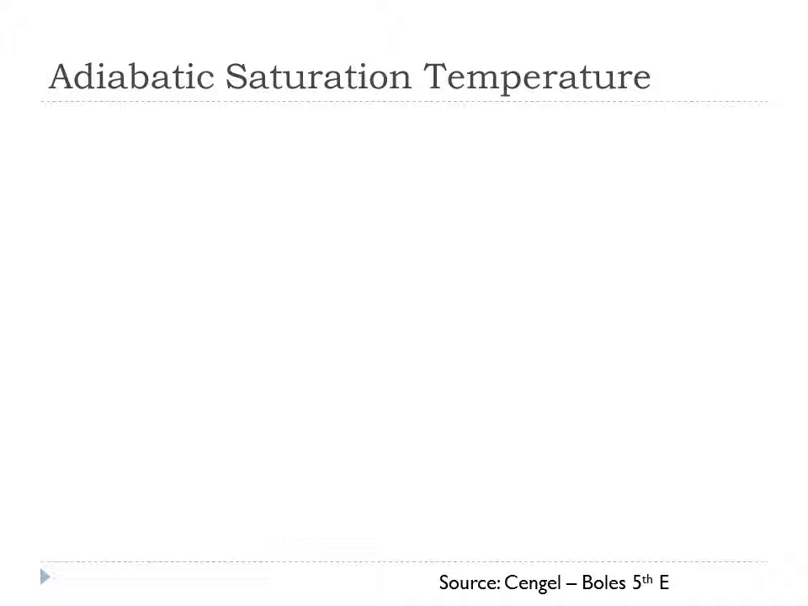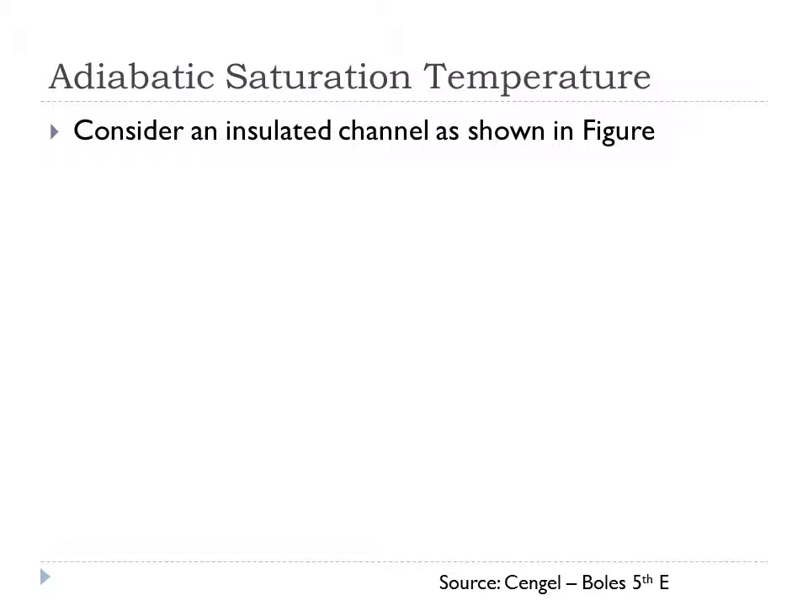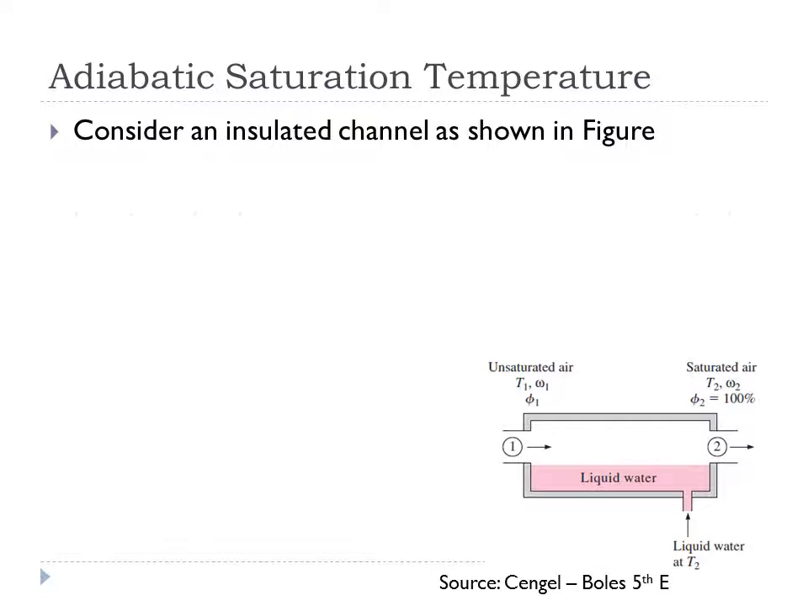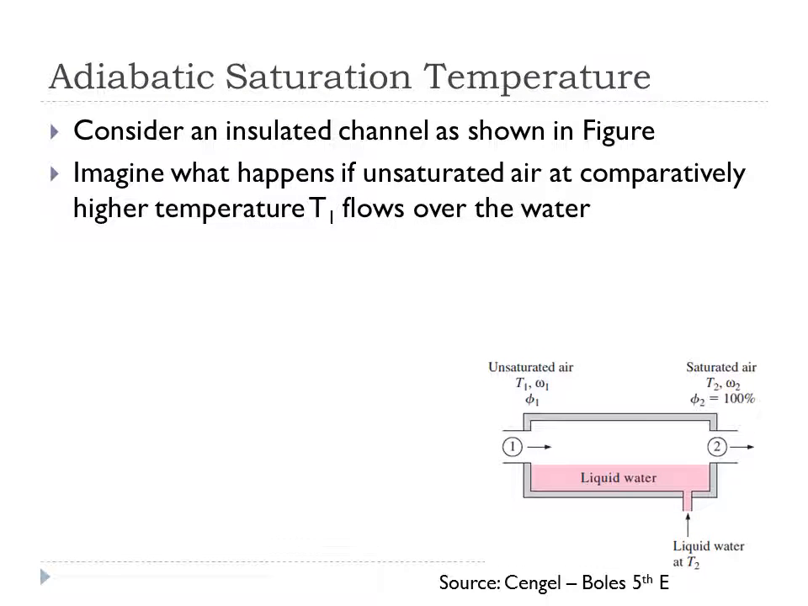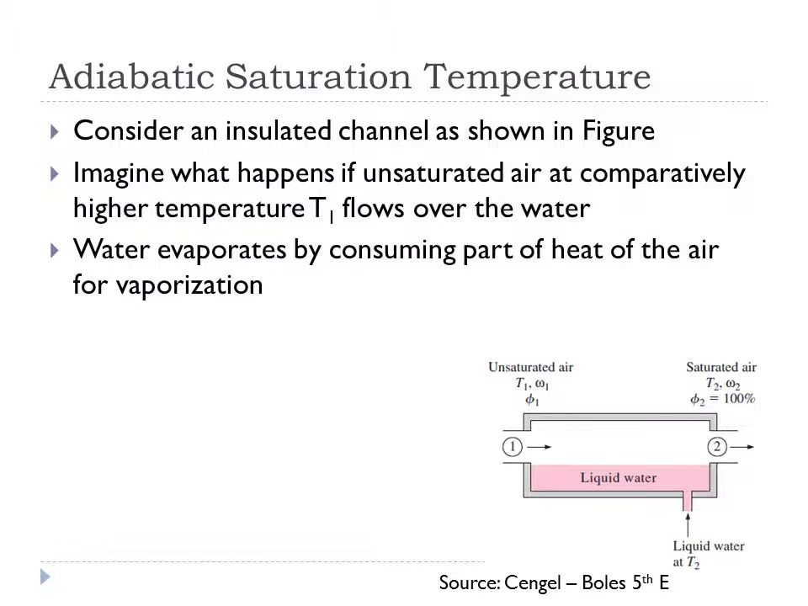Now, to understand the concept of wet bulb temperature, let us first learn the concept of adiabatic saturation temperature. Consider an insulated channel as shown in the figure. What we see is that on one side of this channel, unsaturated air at temperature T1 is available and it flows over this liquid water. The temperature of water is comparatively lower.